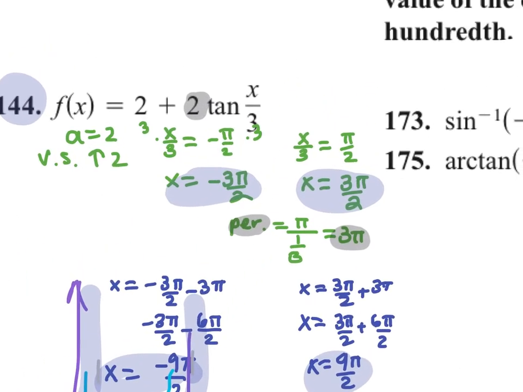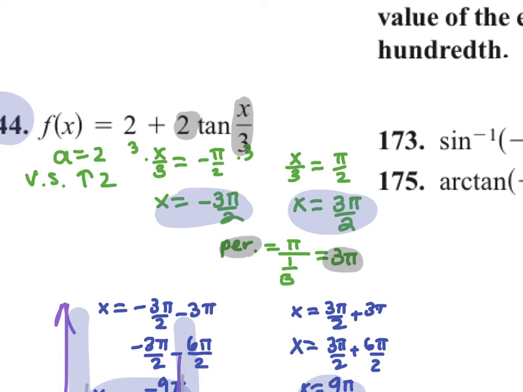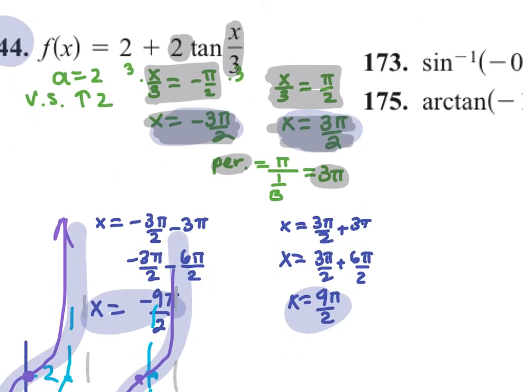So then I'm going to take the bx minus c, which is just x over 3, and set it equal to negative pi over 2, set it equal to positive pi over 2 because this is tangent. Multiply both sides by 3, and you get your middle two asymptotes are negative 3 pi over 2 and positive 3 pi over 2. And then from the one on the left, you're going to subtract the 3 pi. From the one on the right, you're going to add the 3 pi, and that's where these come into play. Negative 9 pi over 2, and positive 9 pi over 2.